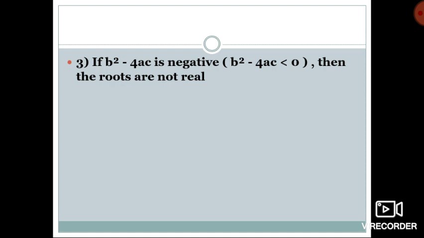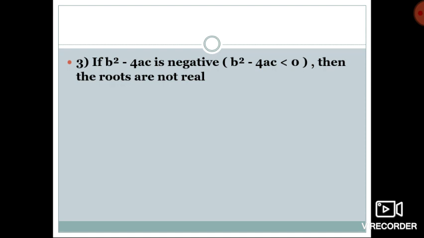So we have seen 3 conditions, children. Note it down. If b squared minus 4ac is positive, then the roots are real and distinct. If b squared minus 4ac is equal to 0 exactly, then the roots are real and equal. If b squared minus 4ac is negative, then the roots are not real.